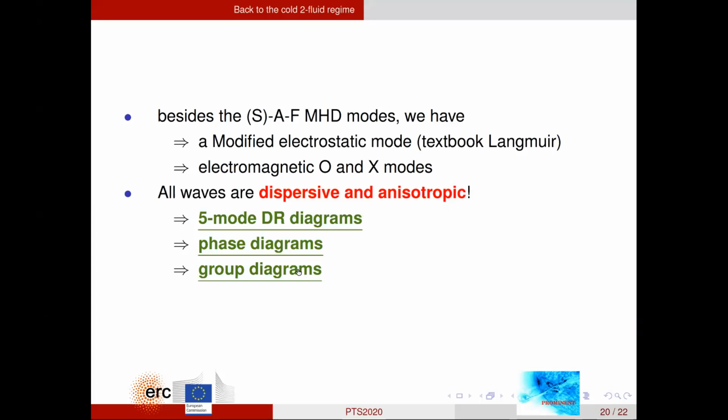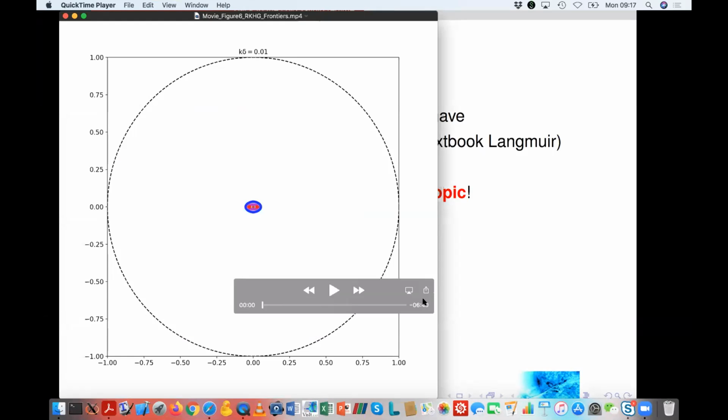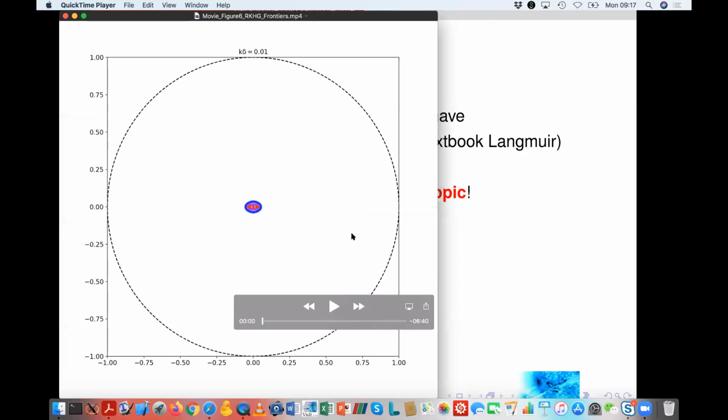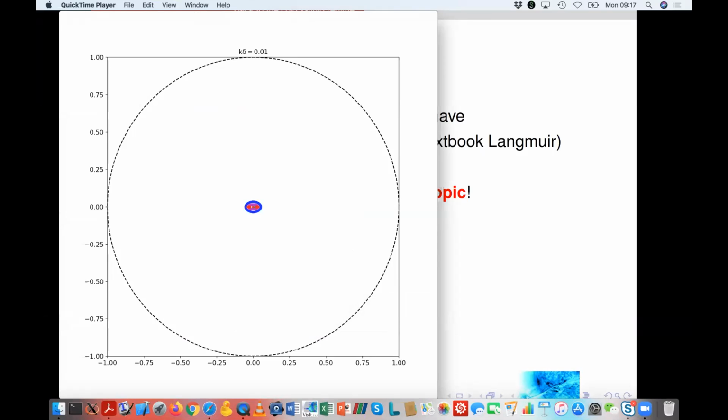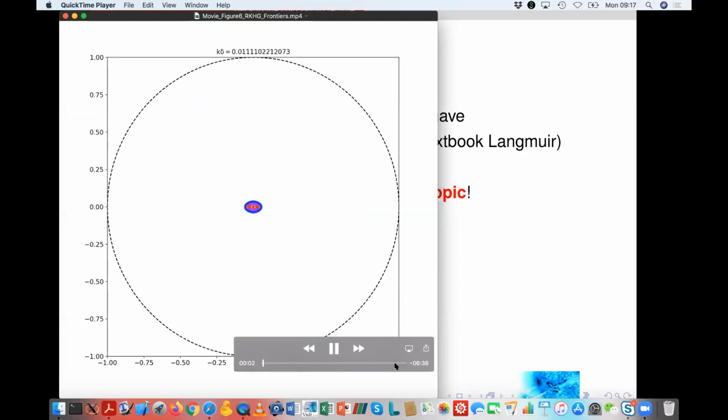Now, a more relevant thing is perhaps group diagrams, because the group diagrams give you information about how these 5 waves behave anisotropically and how they handle energy propagation. And that is even more fascinating. I can show you again. Now, of course, because we're talking about group speeds, all the 5 diagrams that you will always see here are within the light circle. For the phase speed diagram, that was not necessary, but here it will always be within the light circle.